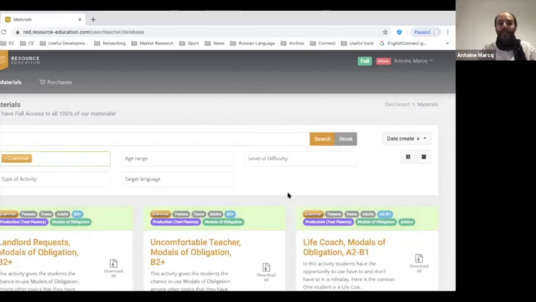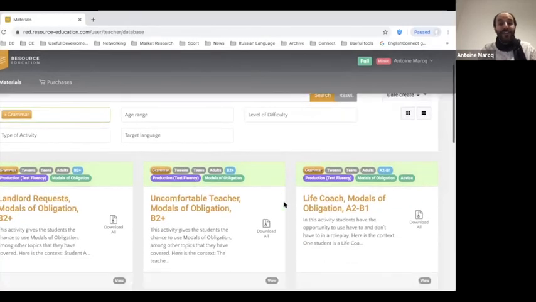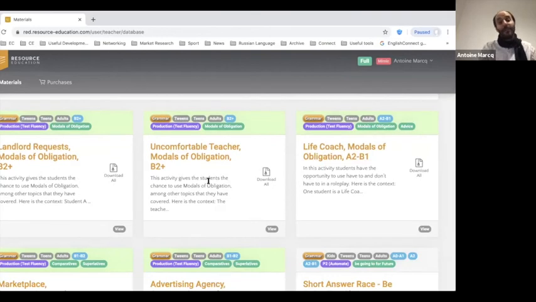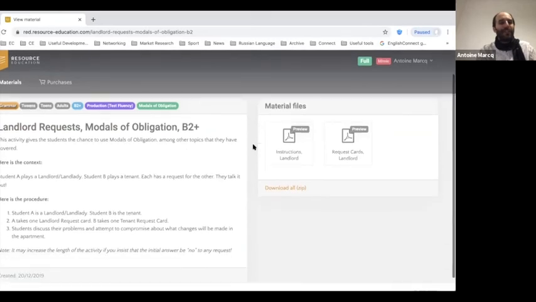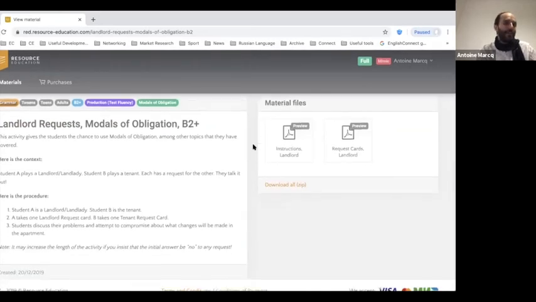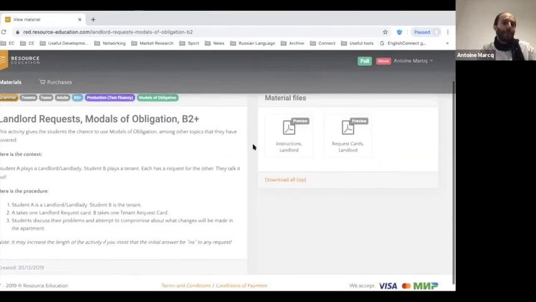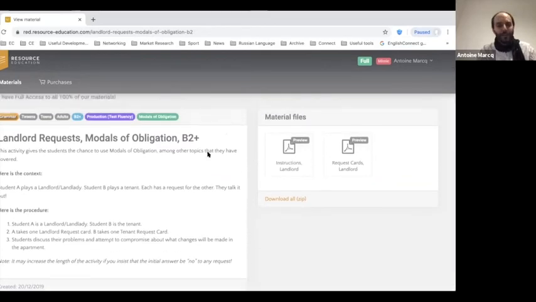But here you have it. Again, it's modals of obligation. It's a great speaking activity, just a bit higher level. And same thing, I would do it more for adults, although teens have lots of fun with this as well. Landlord requests, very similar. Student A plays a landlord, landlady. Student B plays a tenant. Each has a request for the other, and they have to talk it out.